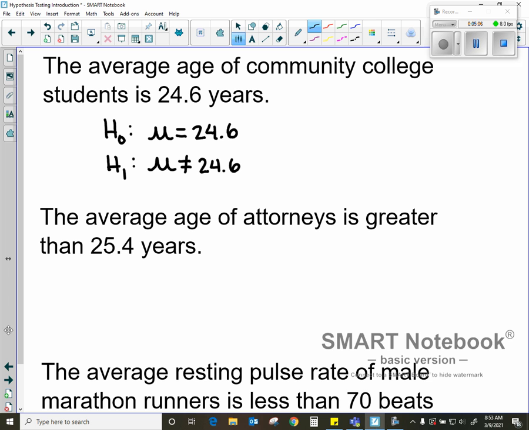Now if I'm testing the statement, the average age of attorneys is greater than 25.4 years. For my null hypothesis, the null hypothesis always has the equal sign. And the value that I'm given, that I'm testing against, is that 25.4 years. If I want to test the hypothesis that the average age of attorneys is greater than that, then my alternative hypothesis is that mu is greater than 25.4 years.